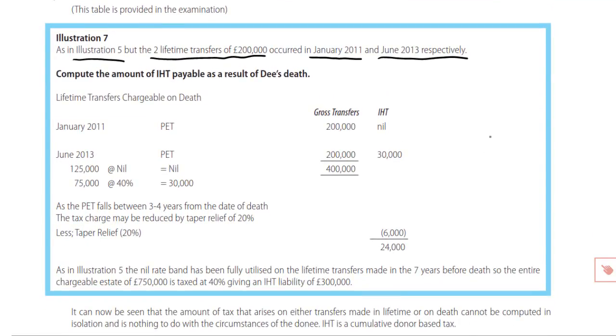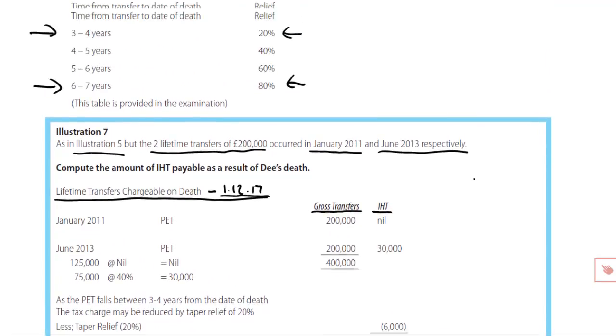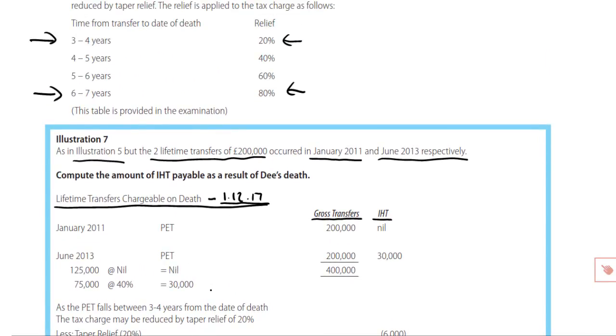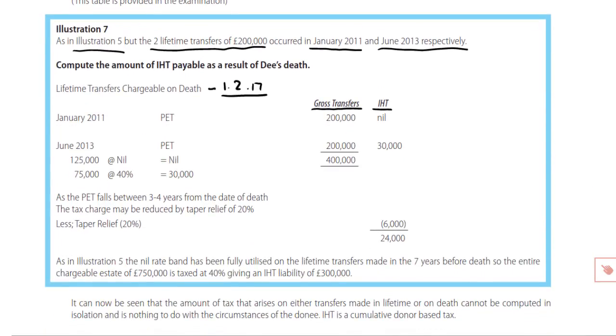So again, we set up our computation of lifetime transfers chargeable on death with a date of death the 1st of December 17. And that computation may be set up. 2 columns required for it to record the gross amount of transfers and the IHT, if any, thereon. Back 7 years from the 1st of December, that's not right, from the 1st of February, I think it was, 17, let me just change that. My apologies. From the 1st of February 17 there. Back 7 years would be to the 1st of February 2010.